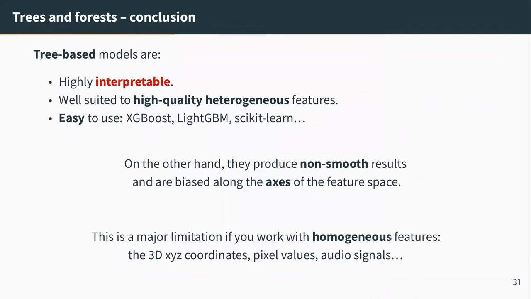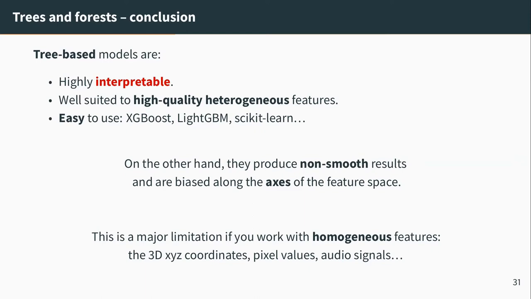So, as a conclusion, tree-based models are highly interpretable, they are well-suited to high-quality heterogeneous features, and they are super easy to use because you have access to great libraries. You type XGBoost, LightGBM, scikit-learn, and you find great packages that you can even deploy on super large clusters or on a smartphone. You have great documentation. Overall, it's a very mature field, which is great. If you're a PhD student, maybe it's not so great, but if you want to use a method to do something else, it's fantastic.